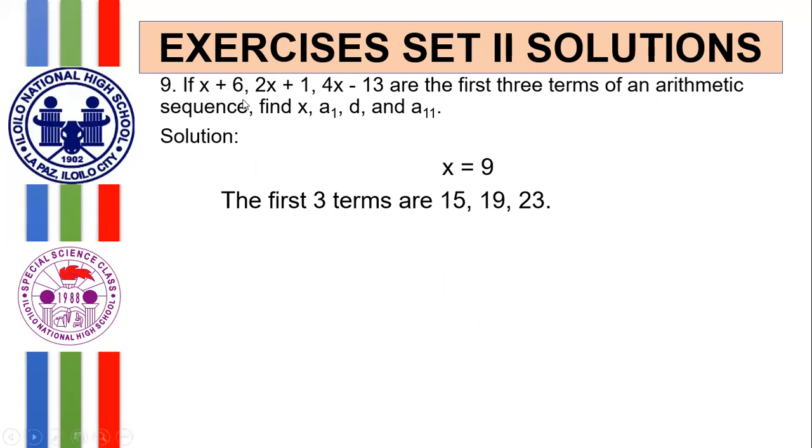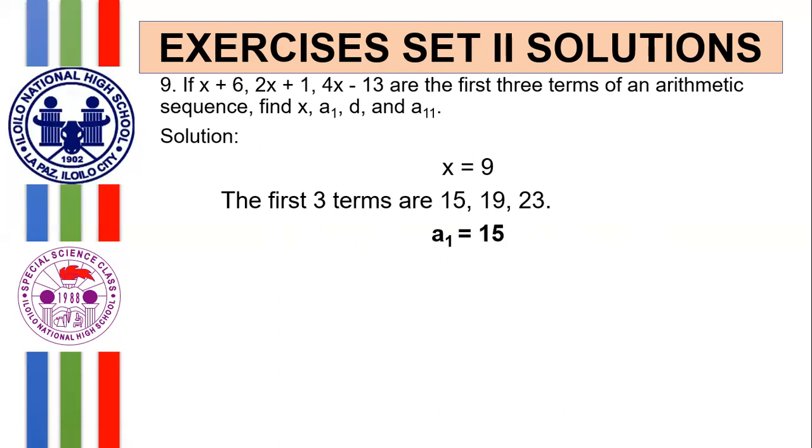9 plus 6 will be 15. Okay, so that's your first term. 2 times 9, that's 18. Plus 1, that's 19. 19 as your second term. 4 times 9, 36. 36 minus 13 is 23 as your third term. If you could see, 19 minus 15, it's 4. 23 minus 19, it's also 4. So you have a common difference. So this is indeed arithmetic.